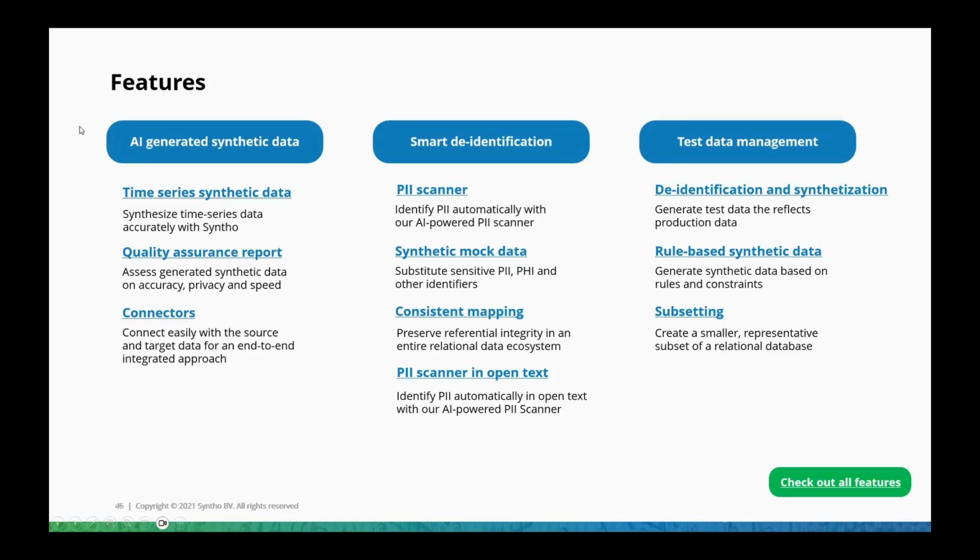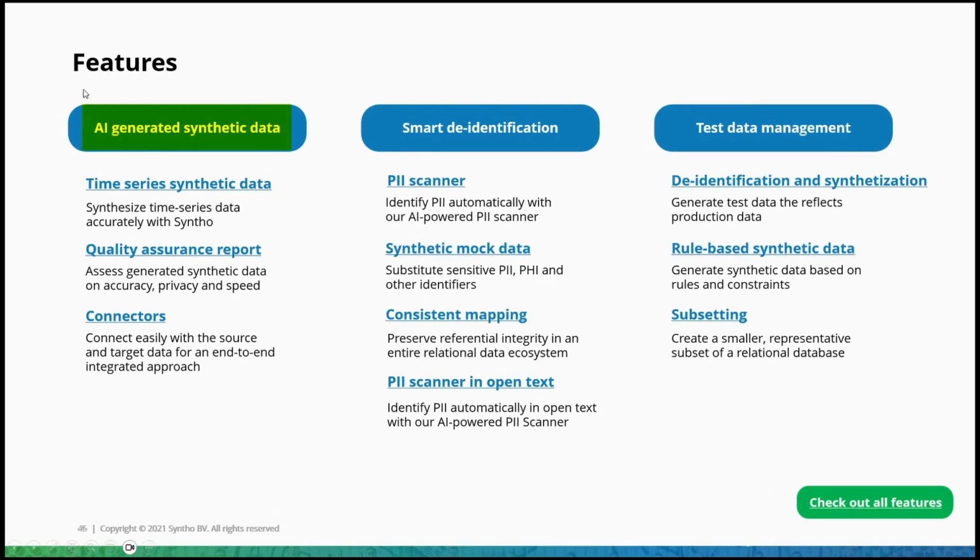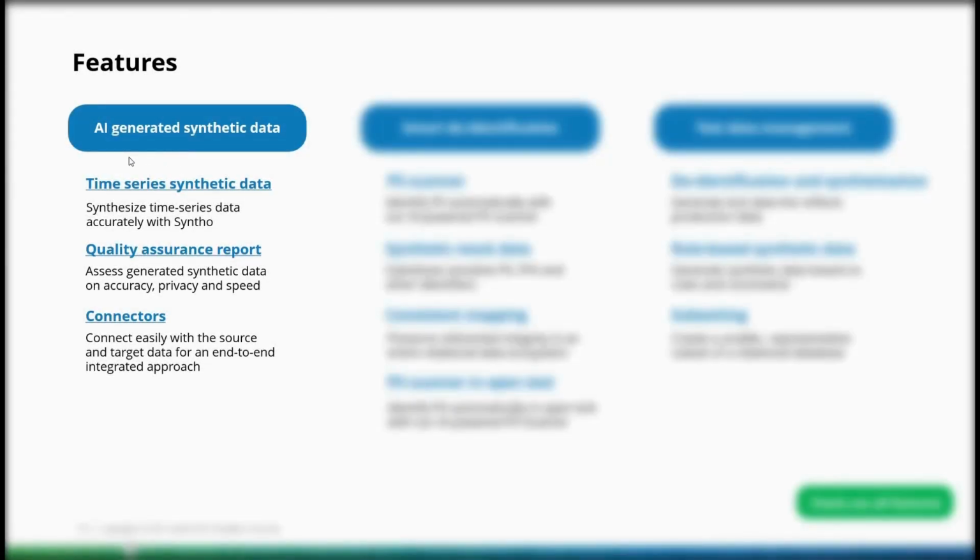Our platform has three main features: AI-generated synthetic data, smart de-identification, and test data management. One of our key features for AI-generated synthetic data is that we support non-time series and time series synthetic data, which is more complex and facilitated by our in-house developed sequence model. We also provide a quality assurance report to evaluate our synthetic data on various industry-standard privacy and data utility metrics. Additionally, we offer multiple database connectors for easy data integration.